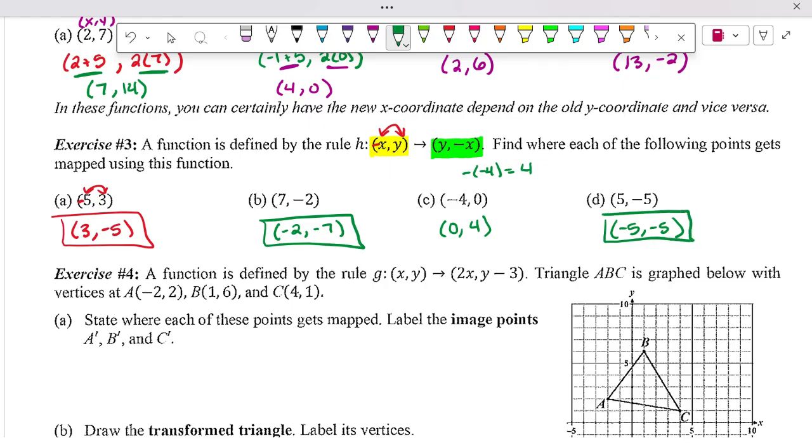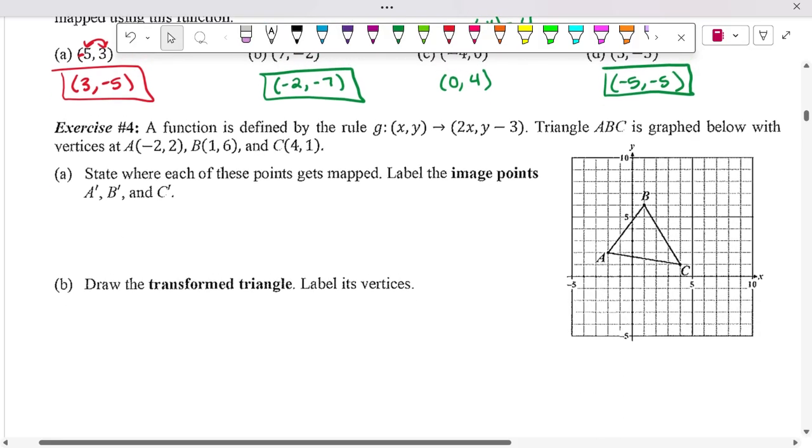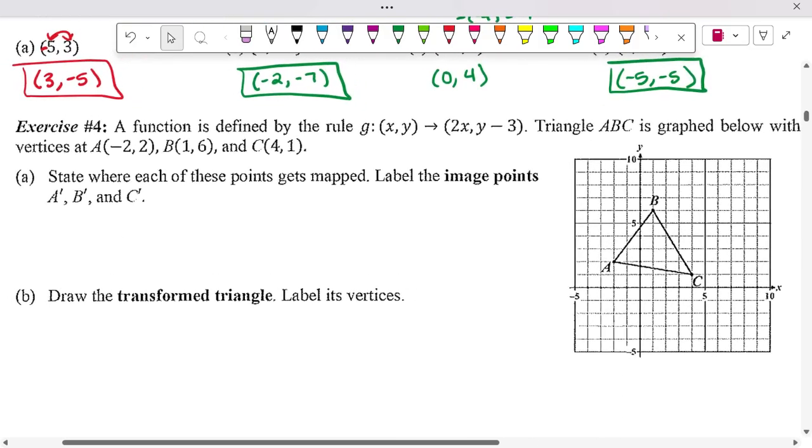So any questions on how to evaluate an arrow notation function? All right. So why are we doing this? Because it kind of involves the actual transformation. All right. So exercise 4. They gave us this function.